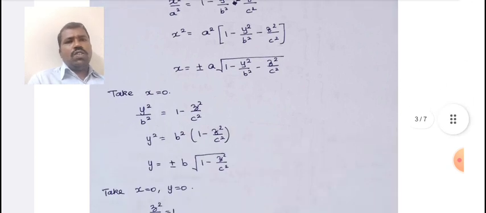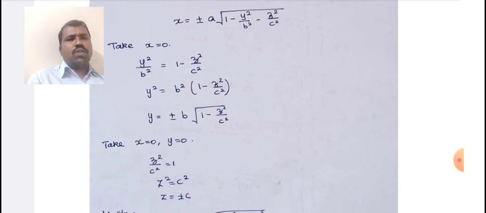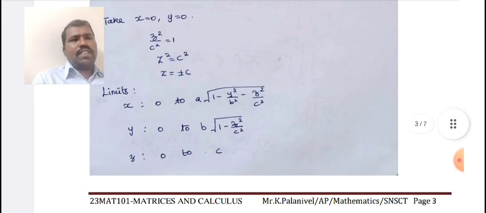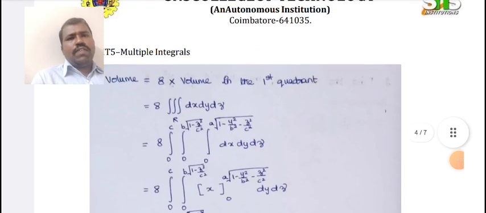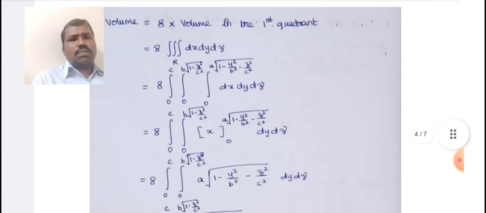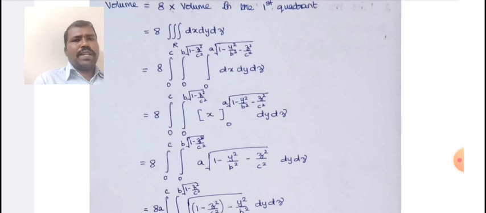Take x equal to 0, then we get the y limit plus or minus b into root of 1 minus z square by c square. Take x equal to 0 and y equal to 0, we get the z limit plus or minus c. These are the x, y, z limits. Next, volume equal to 8 into the volume in the first quadrant, 8 into triple integral over r dx dy dz. First of all, integration with respect to x, substitute the x limit 0 to a into root of 1 minus y square by b square minus z square by c square.